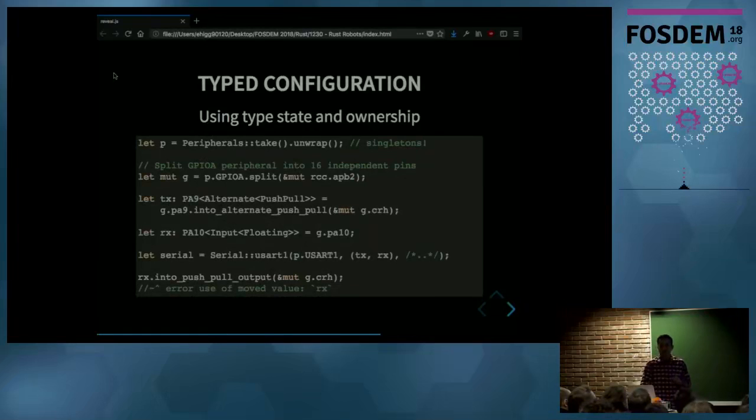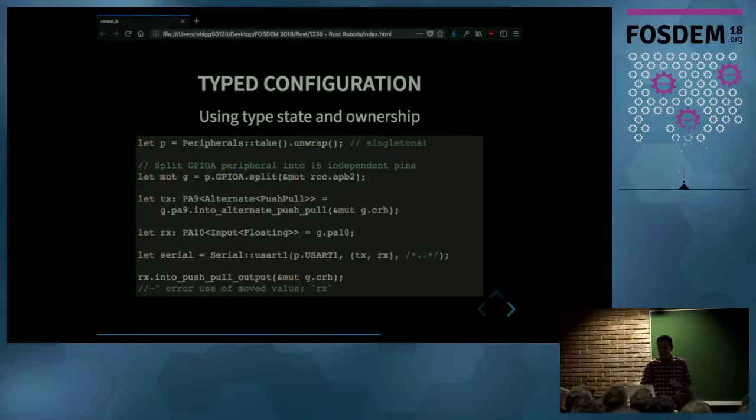And for that, we need to use 2 pins, a transmission pin, TX, and a reception pin, RX. Now, in the first line, we are going to take all the peripherals of the microcontroller into the current scope. And on the second line, we are going to take just one peripheral, which is the GPIO-A, which is in charge of configuring the pins of the microcontroller. And we are going to split that into 16 independent pins.